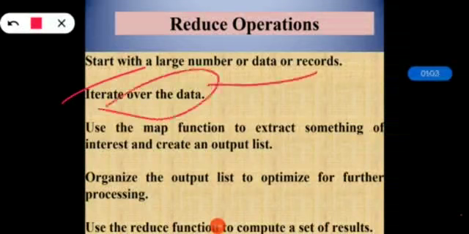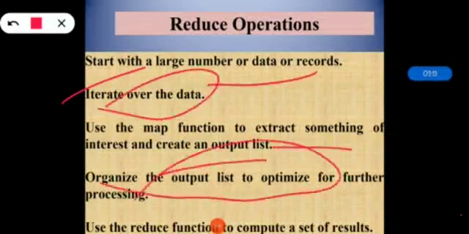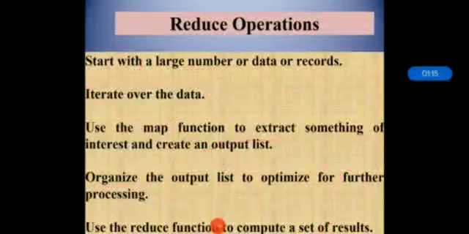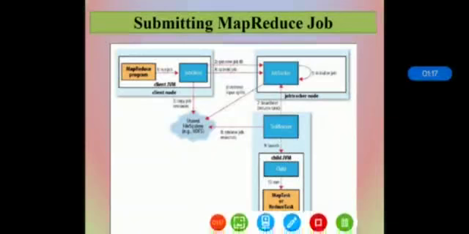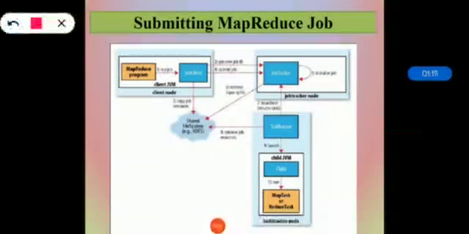Then we iterate the data. We use the map function to extract something so that we can have the interesting output, organizing the output list for optimization purposes, and then we use the reduce function to compute a set of results. Now, when we talk about the map reduce operation, it has the features of submitting the map reduce job, distributed merge sort engine, fundamental data types, fault tolerance, scheduling, and task execution. So we will see them.